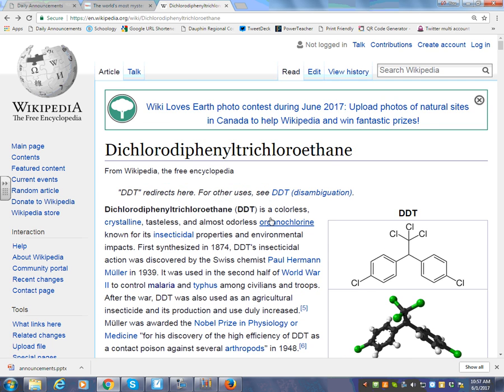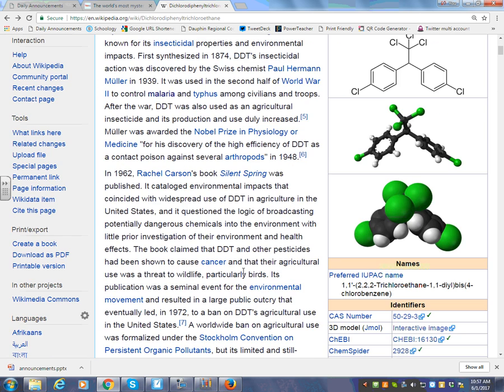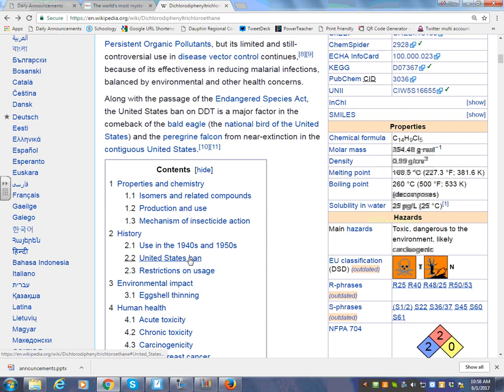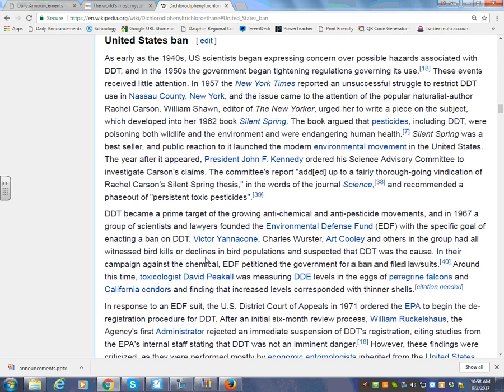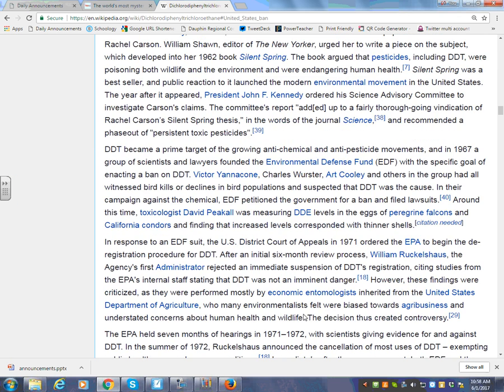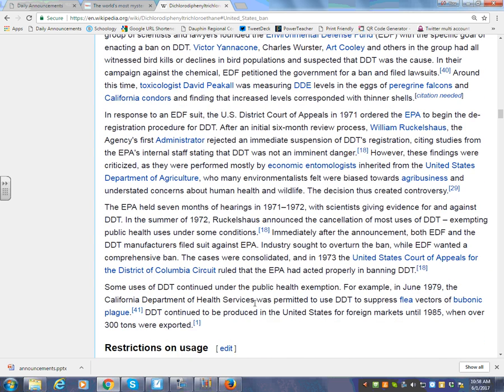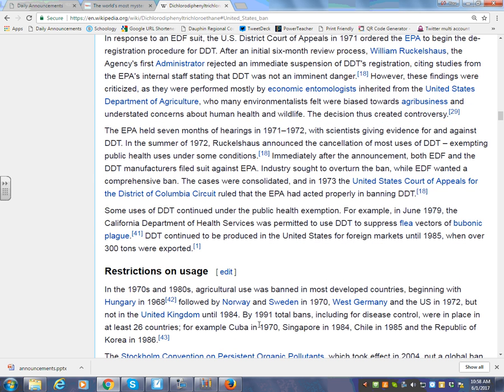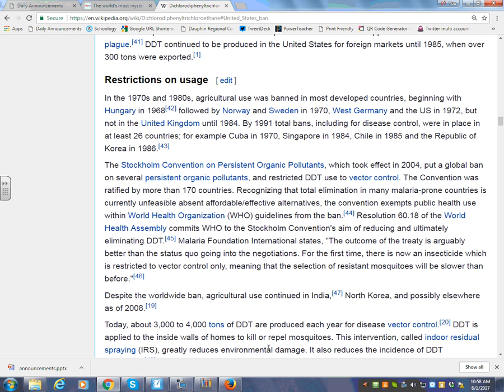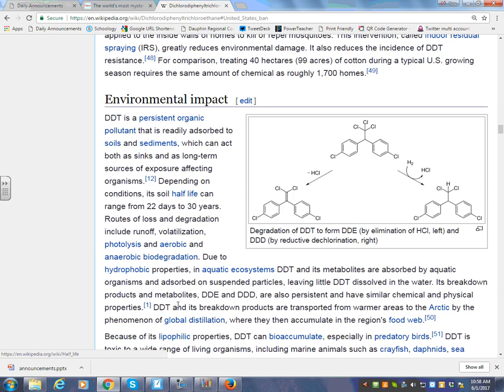Anyways, so DDT is a colorless oil, so I want to find out the ban here. United States ban, restriction on usage. DDT continued to be produced in the United States for foreign markets until 1985 when over 300 tons were exported. Agricultural use was banned in most developed countries, beginning with Hungary, Norway, Sweden, West Germany, and the U.S., not in the United Kingdom until 1984. Despite the worldwide ban, agricultural use continued in India, North Korea, and possibly elsewhere as of 2008. So there is still DDT being used in certain areas.